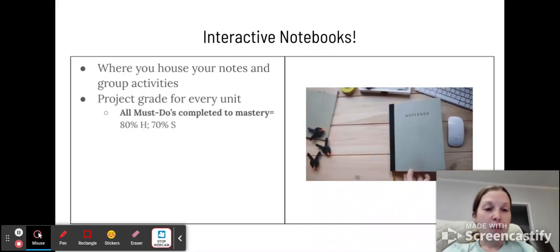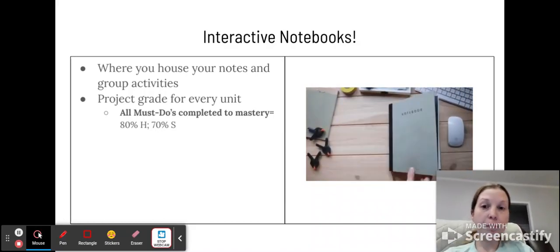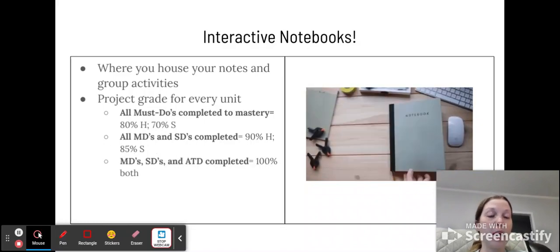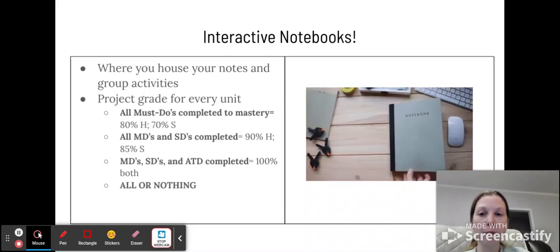If you only do the must-dos, so if you only complete all of your notes and your mastery checks to mastery, then you will receive either an 80 if you're in honors or 70 if you're in standard. If you complete all of those must-dos as well as your should-dos, so all of your labs, all of your group activities, those kind of things, you'll receive a 90 for honors or an 85 for standard. And then if you do everything, including the aspire-to-do, which is going to be like a formal lab report and/or a review, then you'll get 100 no matter what section of the class you're in.